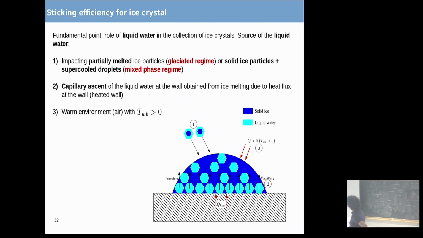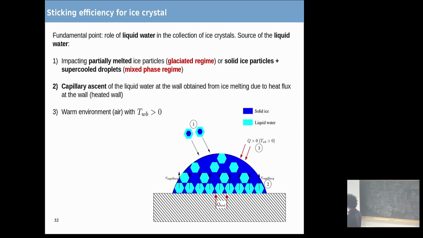Sticking efficiency for the ice crystal. The fundamental point is the role of the liquid water in the collection of ice crystals. That is to say, for ice crystals to stick, we need liquid water. And there are three possibilities for liquid water to appear.